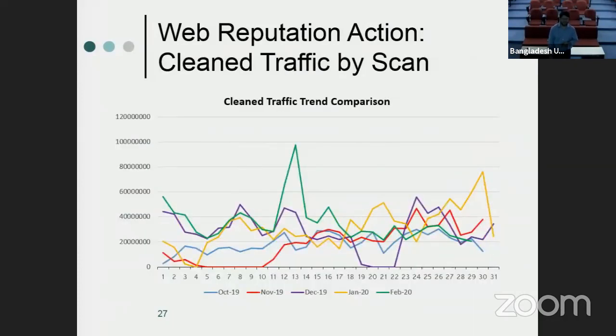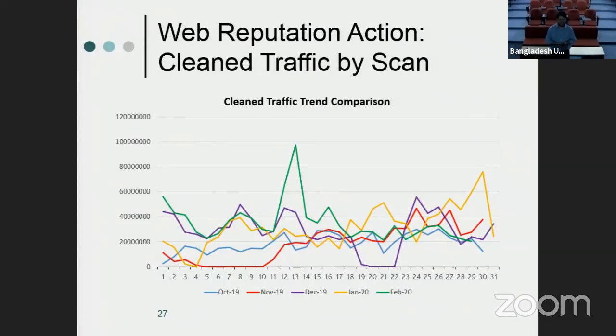So this was clean traffic by scan. This means after the cleaning, the traffic seemed valid, non-malicious, so that was passed to the user. As you can see, there is no real similarity in how they are related. As there is more data, it can be passed through as valid, or it may also be detected as clean. So these are the 5 months scenario that we saw.